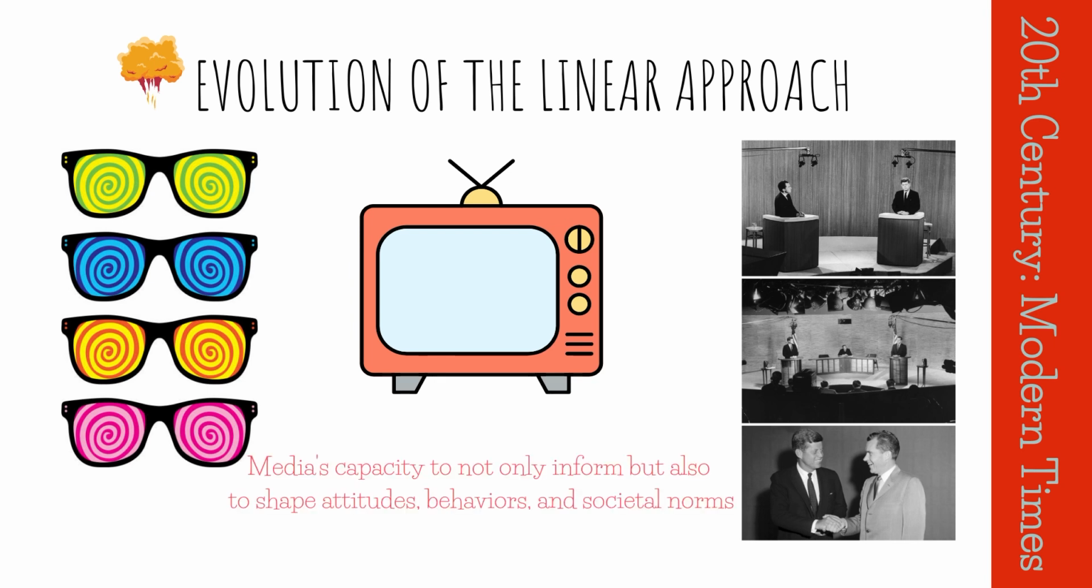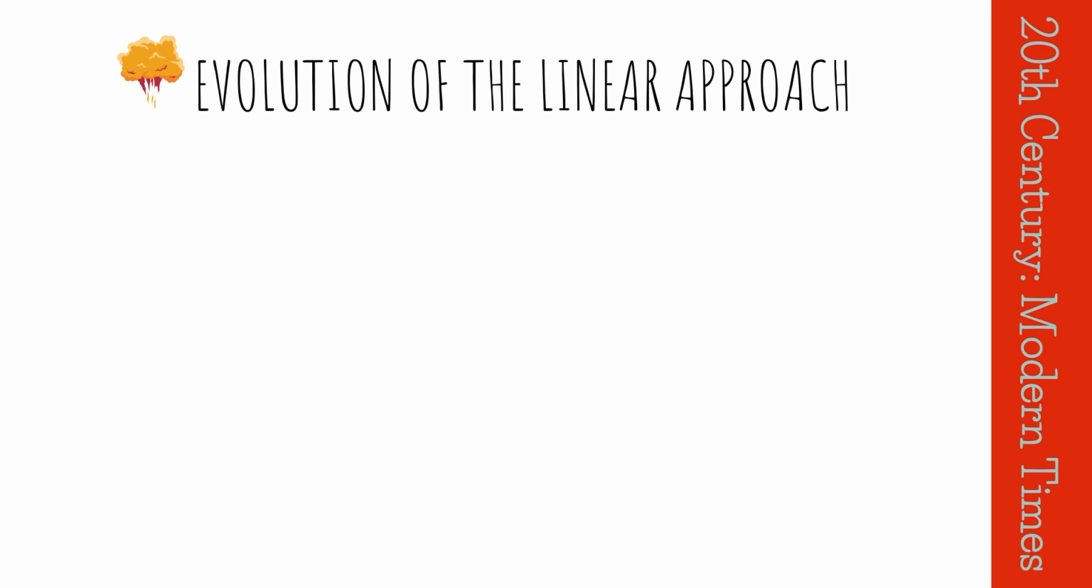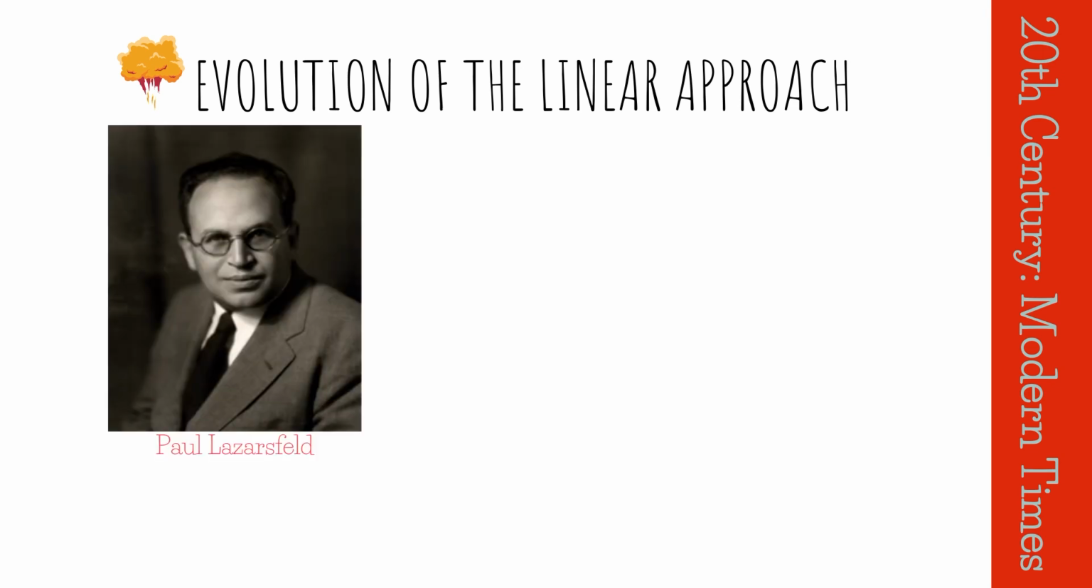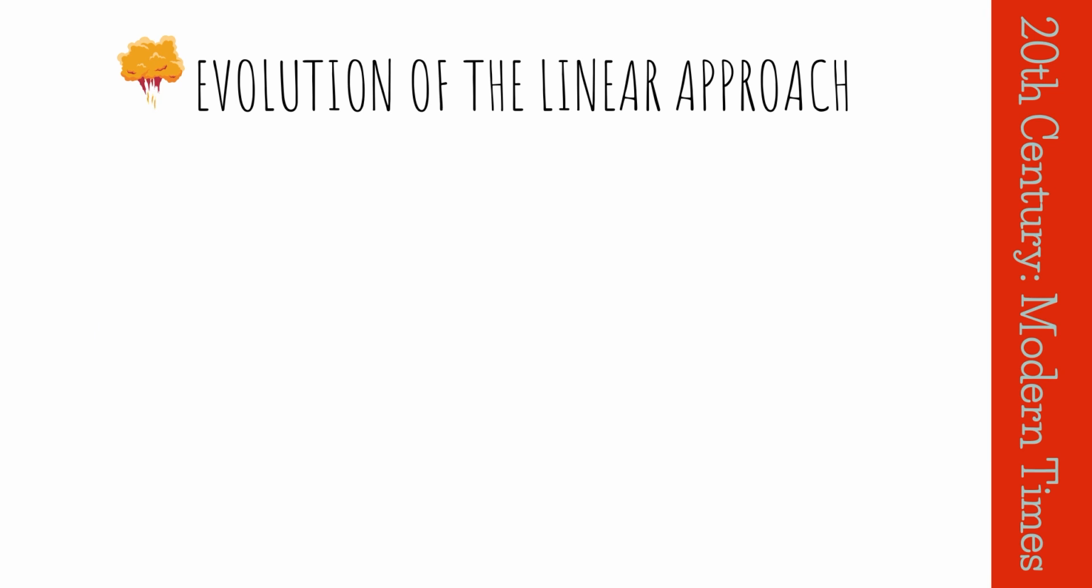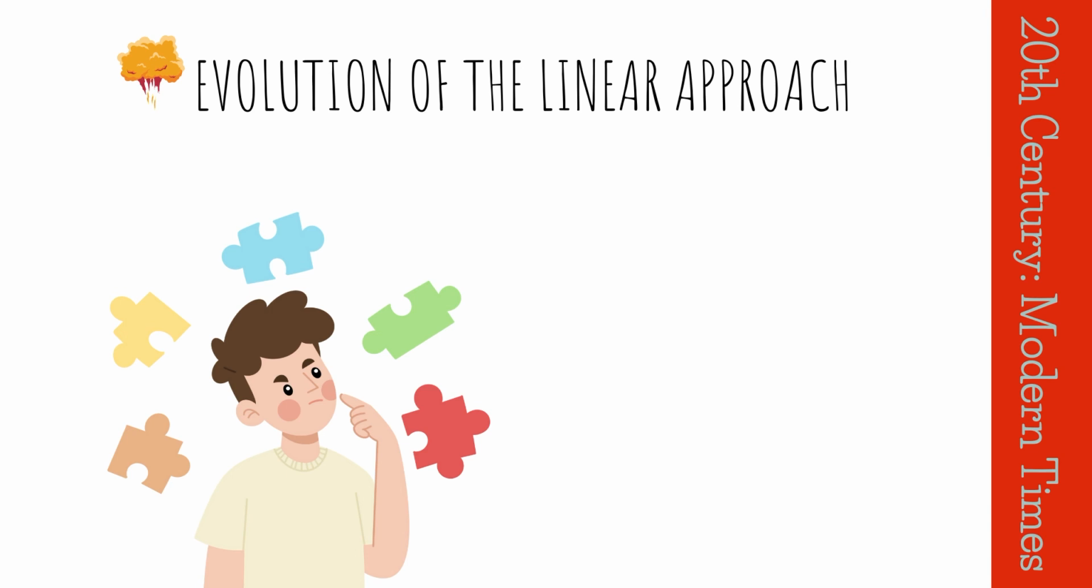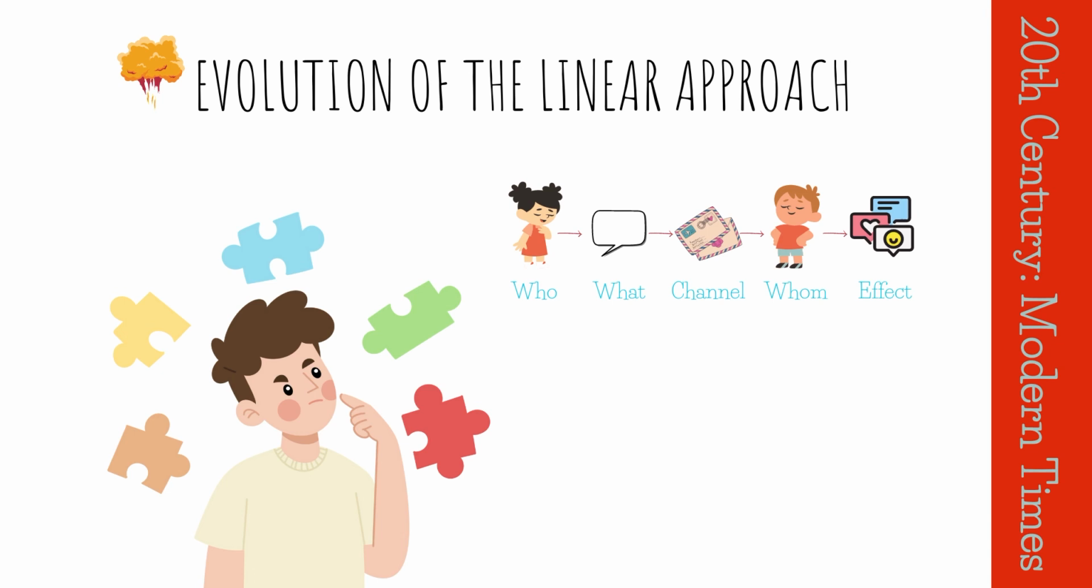In a sense, the linear effect oriented approach evolved to encompass intricate theories that highlight the media's capacity to not only inform but also to shape attitudes, behaviors, and societal norms. The media's role as a powerful tool for social influence continued to gain prominence, with scholars and practitioners exploring how different mediums, messages, and delivery methods impacted audience responses. So, as we proceed in this course, we'll unpack the various nuances within the linear effect oriented theories, examining how media messages can wield significant power in molding public perceptions and actions, with implications extending to the present day.